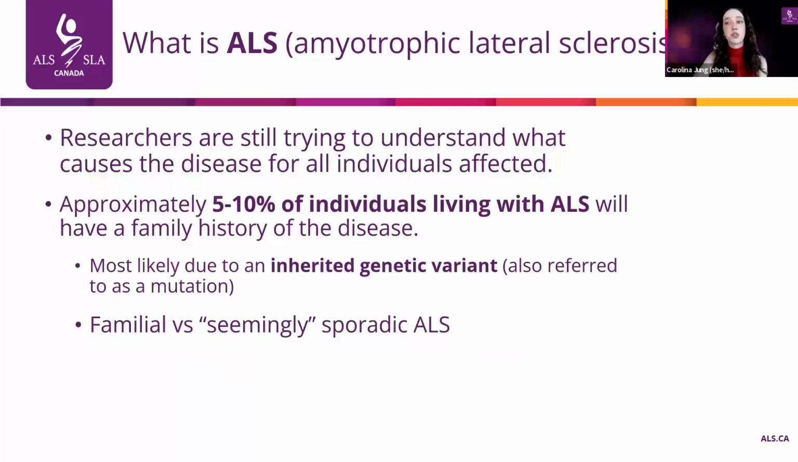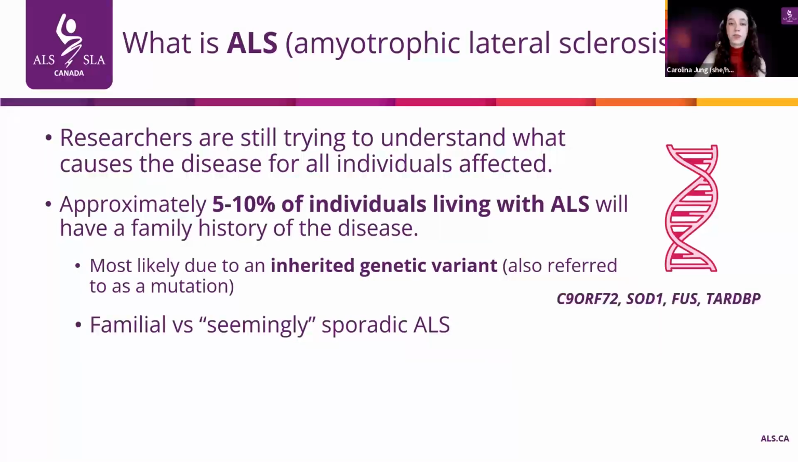Currently, researchers are still trying to understand what causes disease for all the individuals affected. We do know that approximately 5 to 10% of individuals with ALS will have a family history, meaning that multiple family members have been affected by the disease. In this case, it is often termed familial ALS and is most likely caused by a variation in a gene related to the disease. Over 40 genes have been identified as being linked to ALS, but the ones you see here on the screen are the 4 most common causes of genetic ALS and make up the majority of cases.